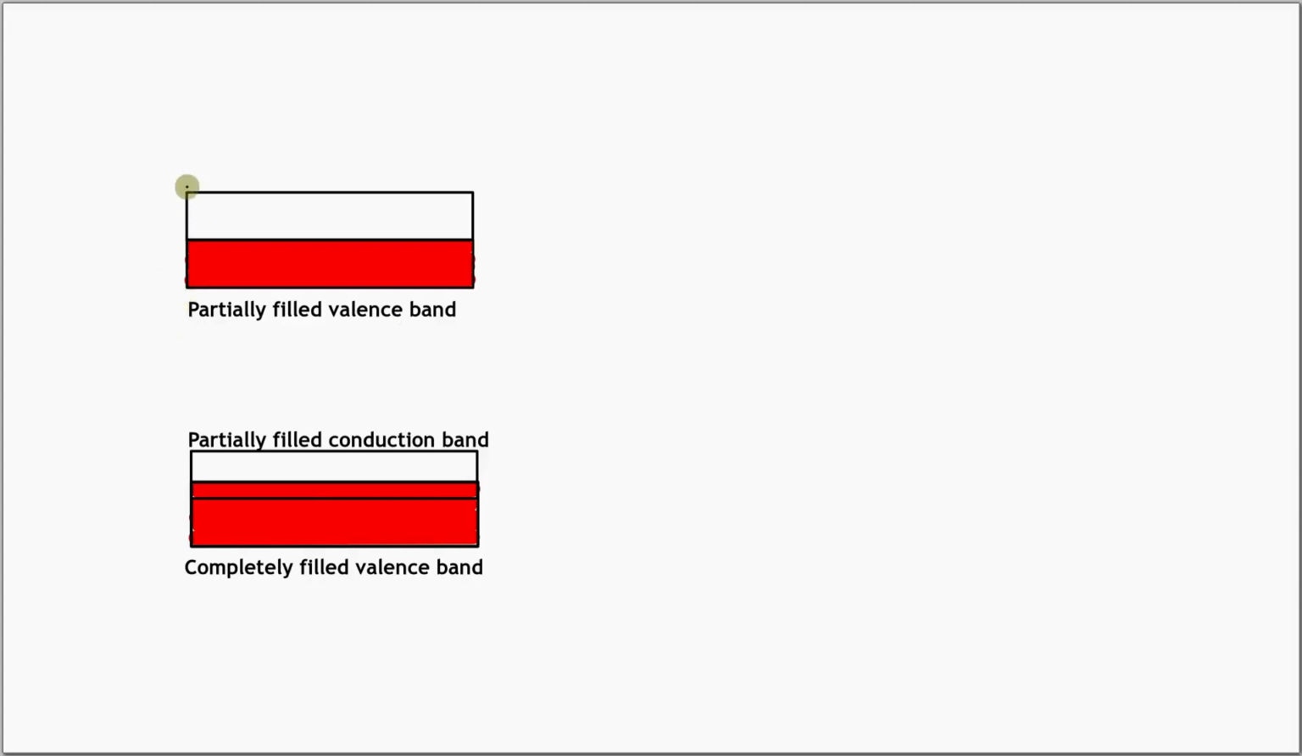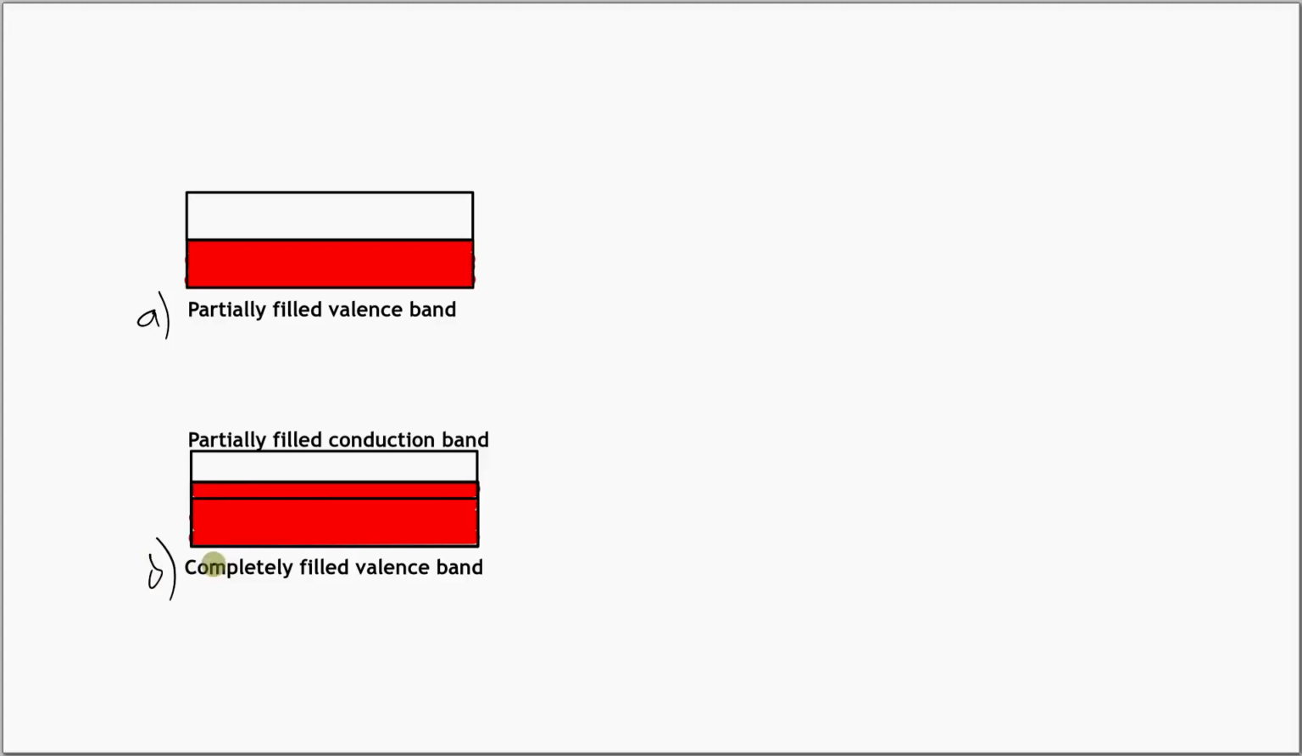We have drawn these two cases separately. The first case is partially filled valency band. If the valence band is half filled by the electronic states and electrons, then these electrons can move freely within the band because the energy difference between the energy levels within a band is very small. Thereby these electrons can move freely through the piece of metal.